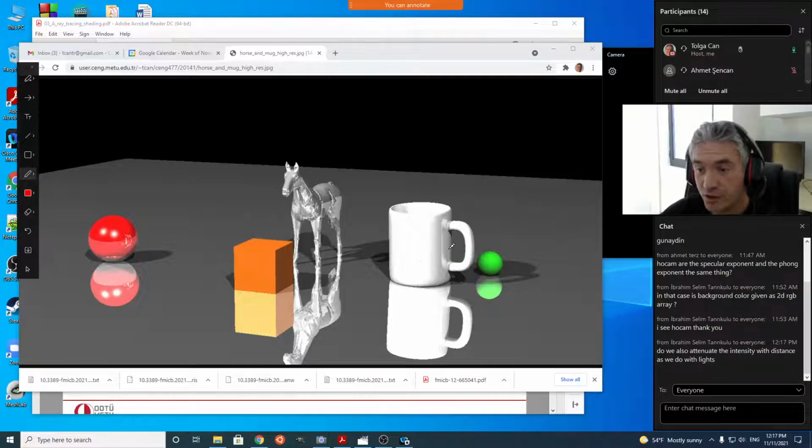A very good question, Selim. So for these reflective rays, do we attenuate the intensity with the distance of the reflective objects? For example, for the distance between this green spot and this X spot, do we attenuate it with the distance between these two points?